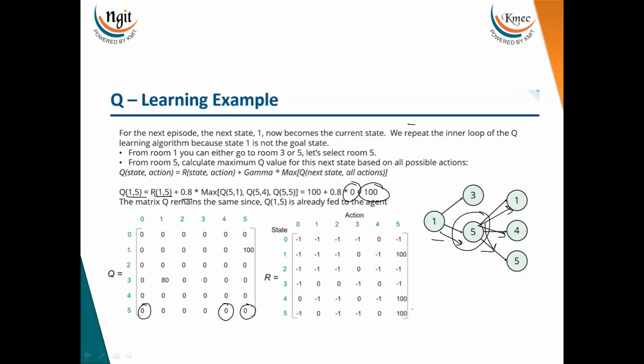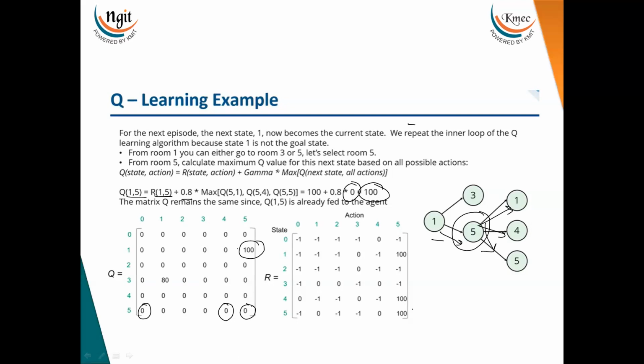So Q value will be updated here. Your 1 to 5 will become 100, but it was already updated in the previous episode only, so the previous value will remain here. If your rewards are more than 100, then only you are going to update this. Otherwise, you are not going to update, because whatever is there in the Q learning matrix will be the highest reward by choosing a particular state to the other state. In that way, you are going to fill your Q learning matrix.